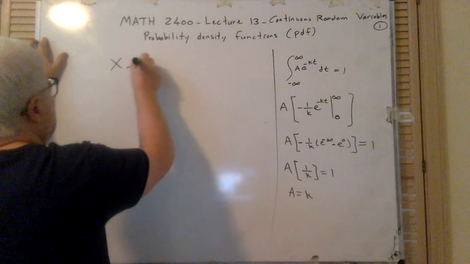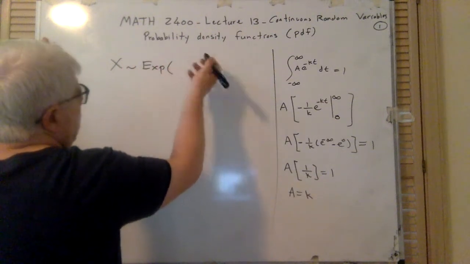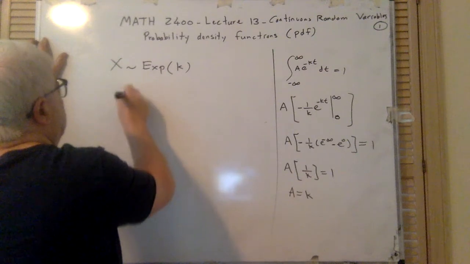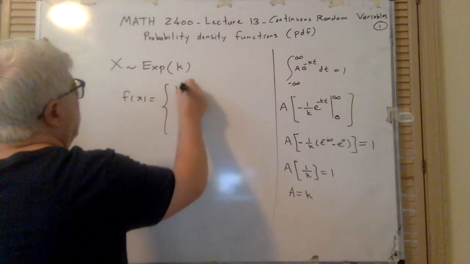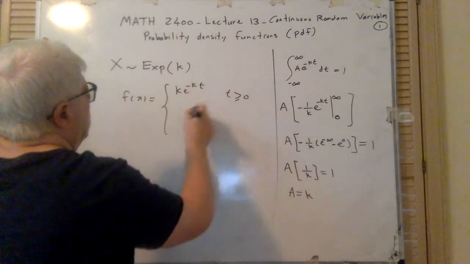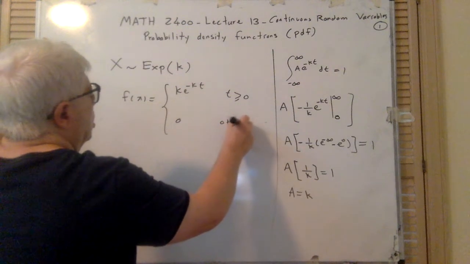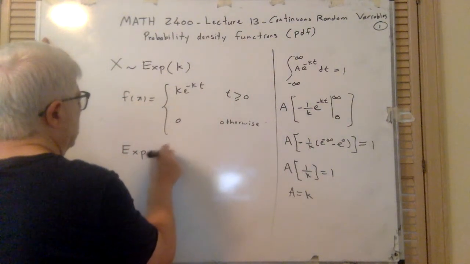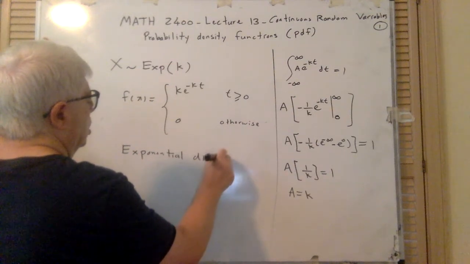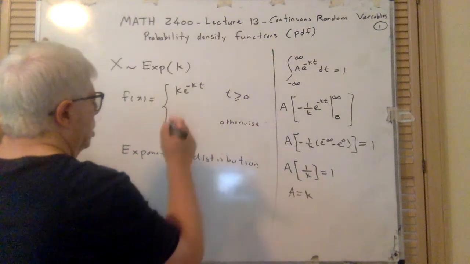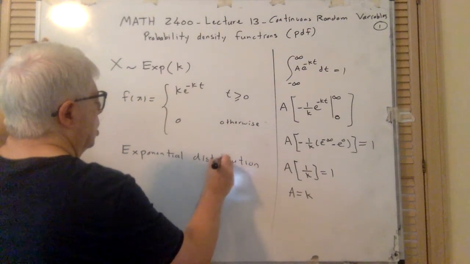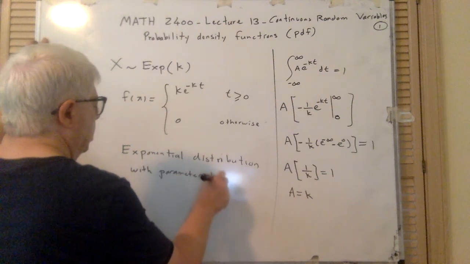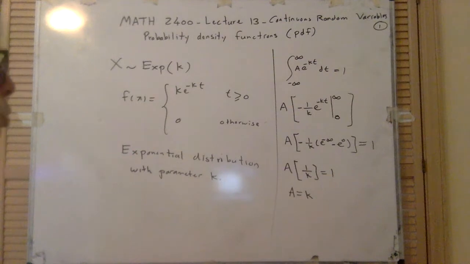So let's say X is exponential with parameter k. I can write k here, but you will see that I will write lambda for this. If f(x) looks like this, k e to the power minus k t, where t is given, 0 otherwise, that's called exponential distribution with parameter k.